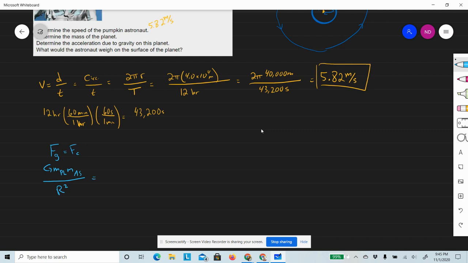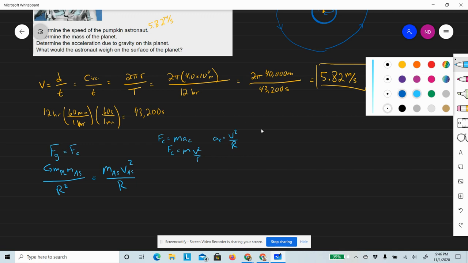The centripetal force is the mass of the astronaut multiplied by, remember this, centripetal force equals m times centripetal acceleration, and the centripetal acceleration is v squared over r. So centripetal force is really mass multiplied by v squared over r. So the mass of the astronaut multiplied by the velocity of the astronaut squared divided by r, how far away it is from the center of the planet. So now a couple of things here are going to cancel out.